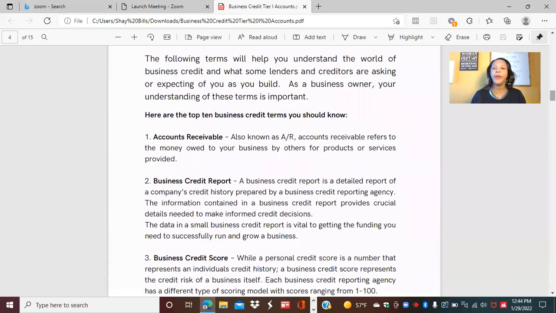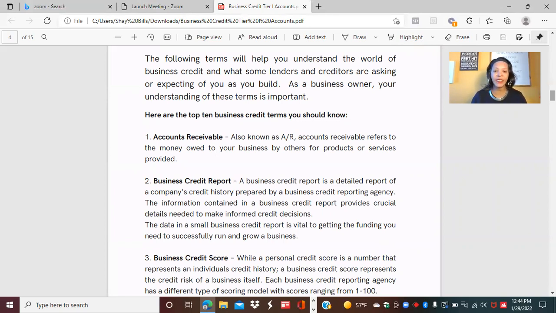So the following terms will help you understand the world of business credit and what some lenders and creditors are asking or expecting of you as you build. As a business owner, your understanding of these terms is very important. So here are the top 10 business credit terms you should know. These are the terms that get used quite often when we are talking about business credit, okay? So accounts receivable, also known as A&R. Accounts receivable refers to money owed to your business by others for products or services provided. These are receivables, accounts that are waiting to be paid, okay?